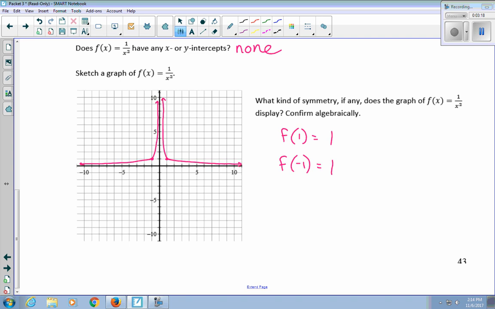So that's 1 over x squared. It most definitely looks like an even function, right? Even function, or y-axis symmetry.